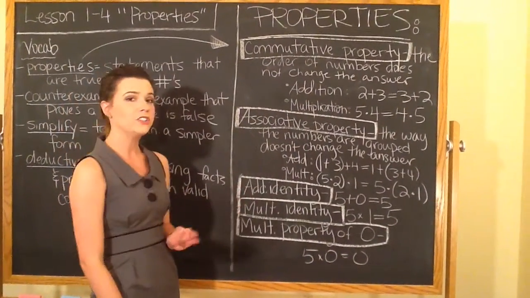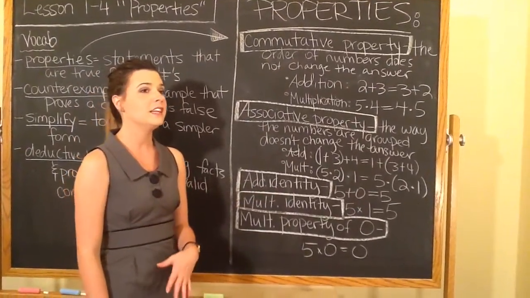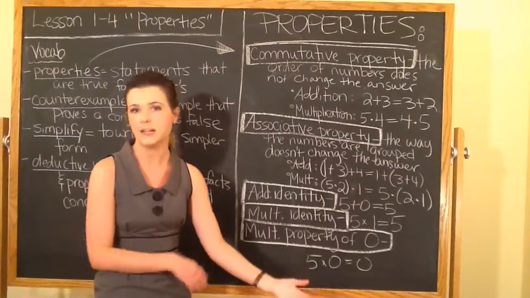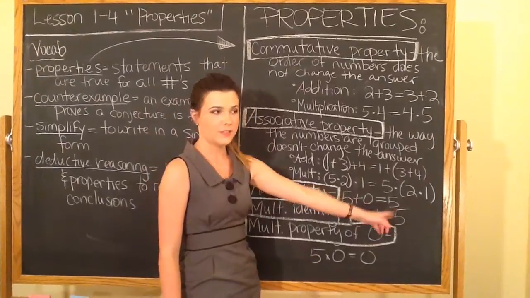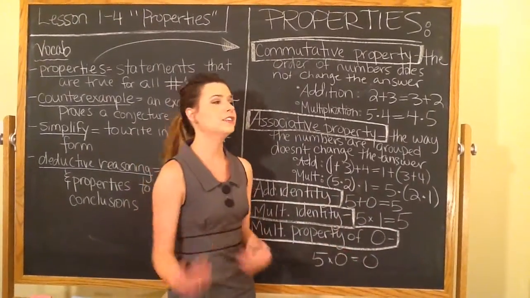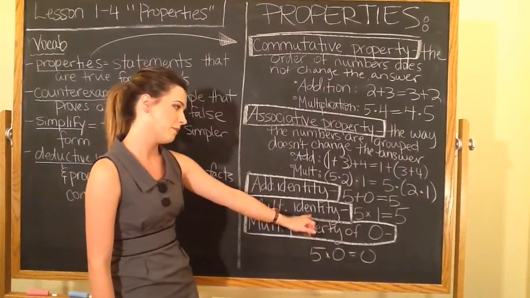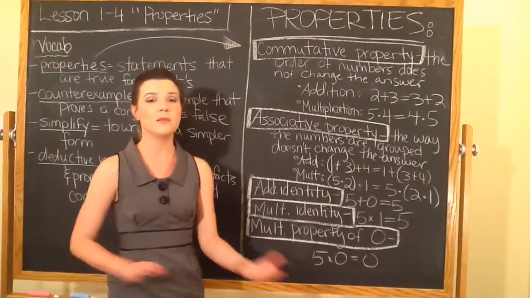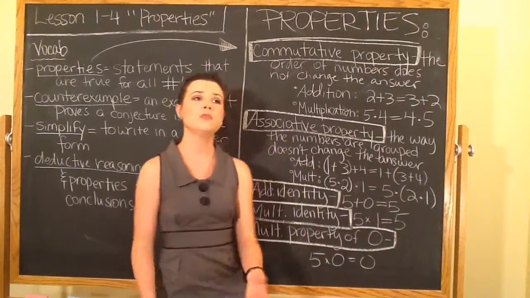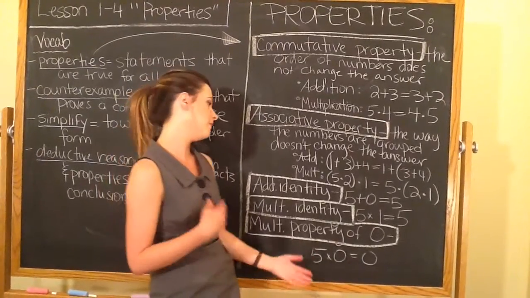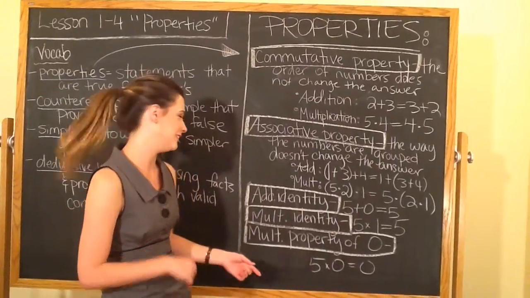All right, the next property we're going to talk about is the additive identity property. That basically means if you add 0 to a number, you're going to get that number again. For example, 5 plus 0 gives you 5. 10 plus 0 gives you 10. It goes the same for all numbers. Let's look at the multiplicative identity property. This basically means that if you multiply a number times 1, you're going to get that number. So 5 times 1 equals 5, 10 times 1 equals 10, sorry, and 100 times 1 equals 100.